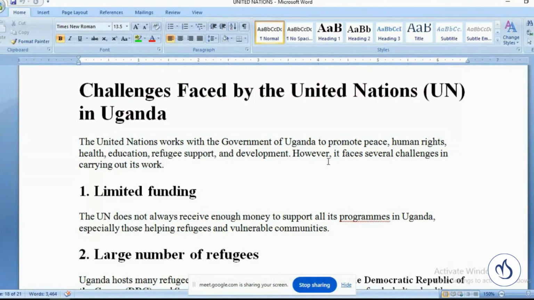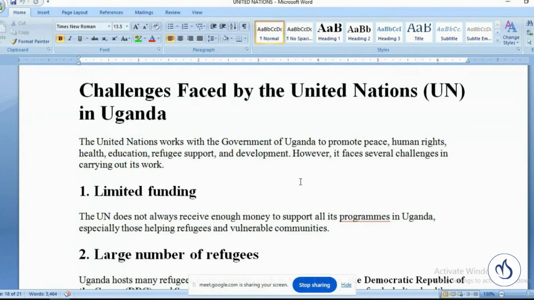What you should know is that the UN faces challenges in Uganda. And the challenges faced by the UN are very many. It works with the government of Uganda to promote peace, human rights, health, education, refugee support, and development. But in doing this, it faces several challenges while carrying out its work.